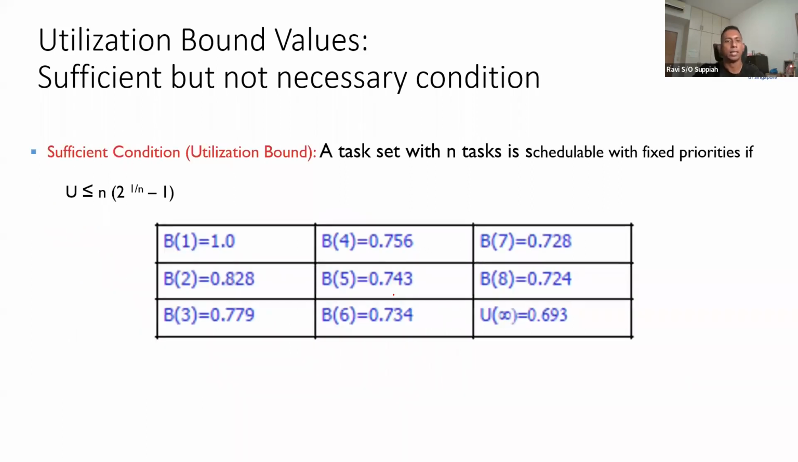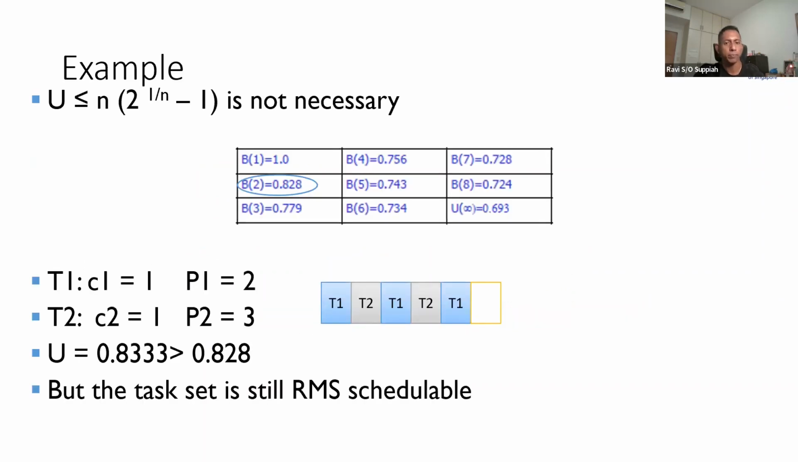This column, 1, 2, 3, 4, is basically n. So it means n equals 1 or n equals 2 and so on. All these values are already given here. Let's look at an example. If I look at these two tasks, T1 and T2, since I have two tasks, I need to look at n equals 2.